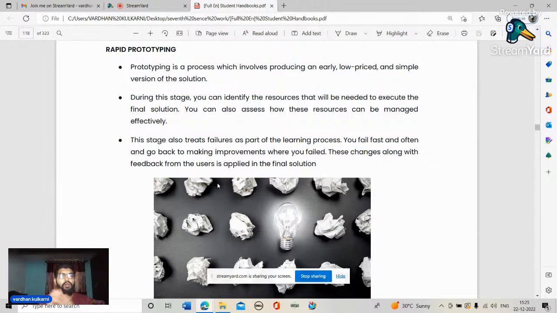Again, this stage also treats failures as a part of the learning process. So you fail fast and often, then go back and learn improvements where you failed. What happens is, if you have done some kind of solution, then probably that solution didn't work. So in that situation you fail, right? Then you go back to where you had started. Then you start doing better, or you have some alternatives. Then you understand what improvements have to be done where you have failed, and these changes, along with the feedback from the users, are applied to get the final solution.